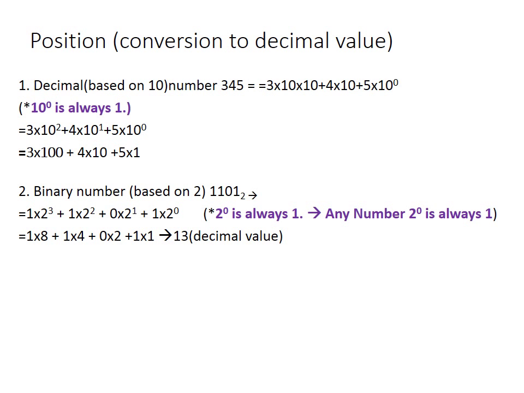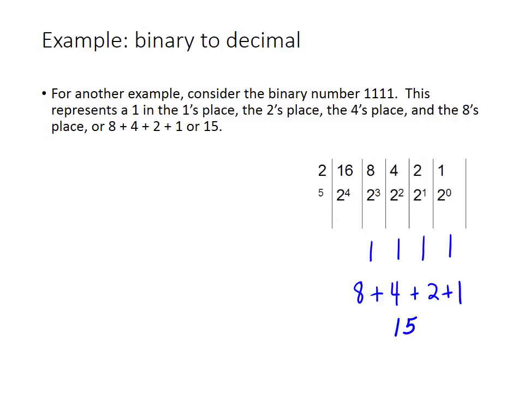Look at a decimal number first to understand binary positions. A decimal number 345 means 3 times 10 power 2, 4 times 10 power 1, and 5 times 10 power 0. So 300 plus 40 plus 5 equals 345. A binary number 1101 is 1 times 2 power 3, 1 times 2 power 2, 0 times 2 power 1, and 1 times 2 power 0. So 8 plus 4 plus 0 plus 1 equals 13 in decimal. If you practice them, you will get used to converting a binary number to a decimal number easily.